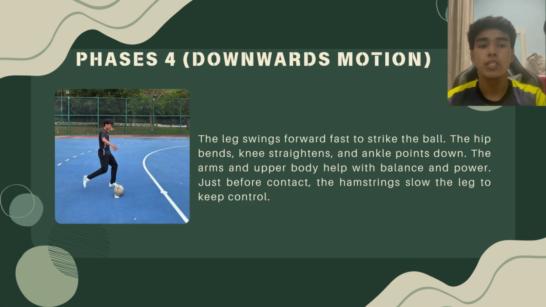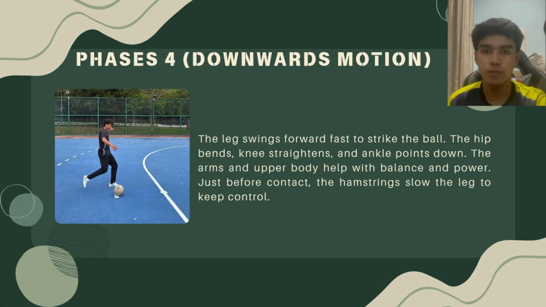Okay, for phase 4, it's about the downward motion. Your leg needs to swing forward fast to strike the ball. The faster you swing to strike the ball, the more power for your shot. The hip needs to bend, the knee needs to straighten, and the ankle points down. The arm and upper body will help the balance and power. Just before contact, the hamstring will slow the leg to keep control of the power.